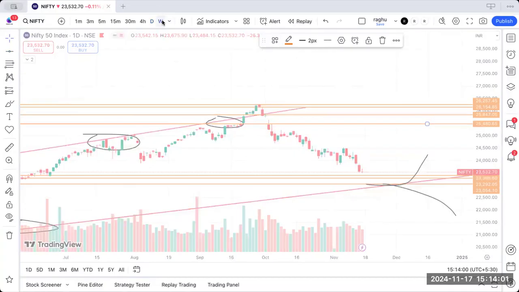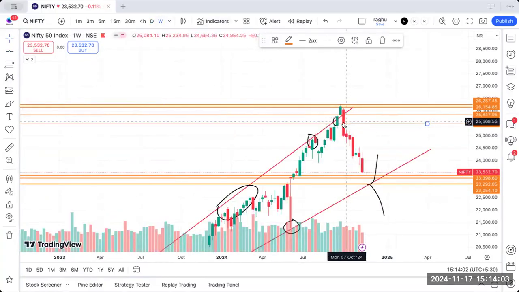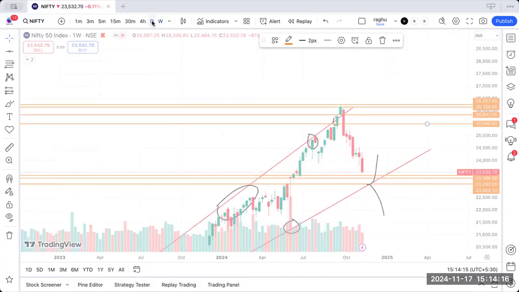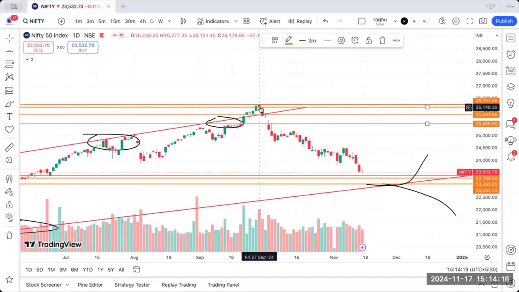Now let's go back to the week and see what is happening. See this breakdown, this is in a 1 week candle. So it is a 7 days one candle. Let's go back to the day and see what our marking levels are. Our marking level was one is this.